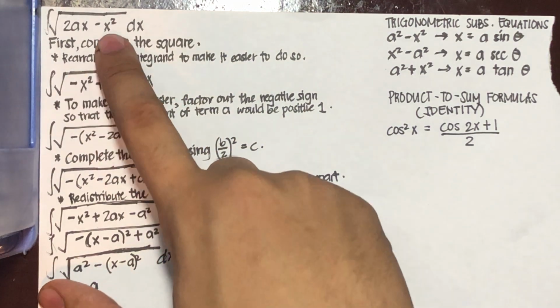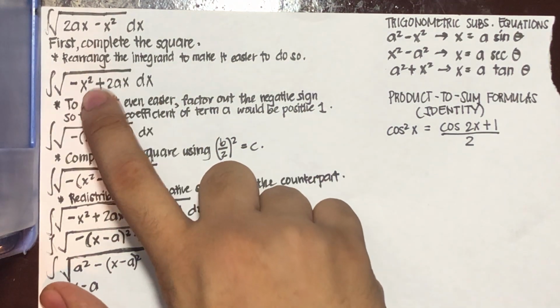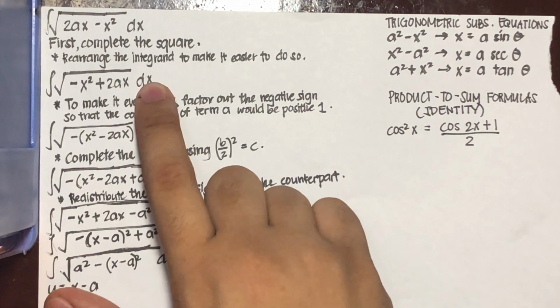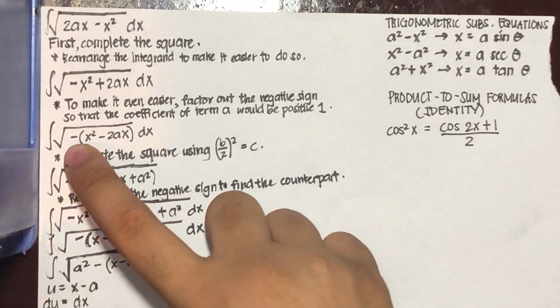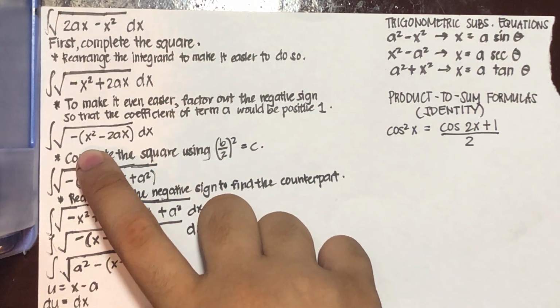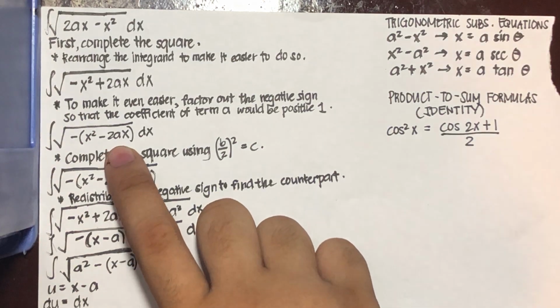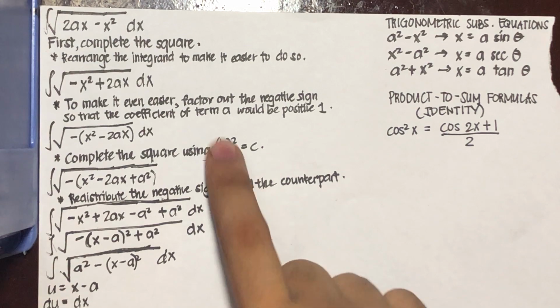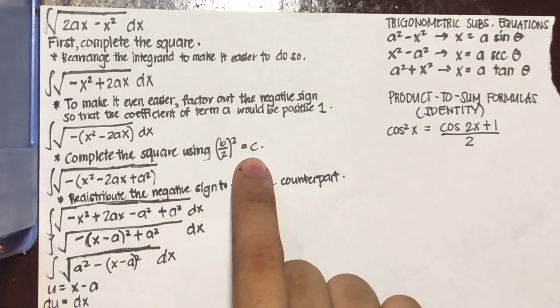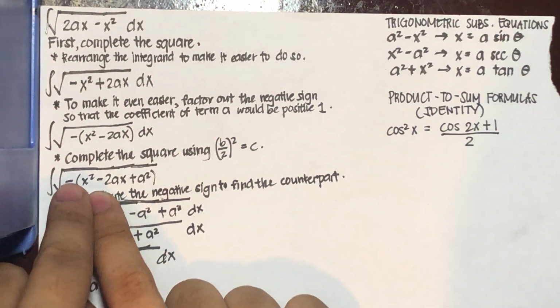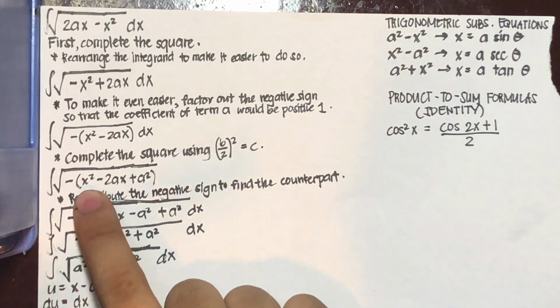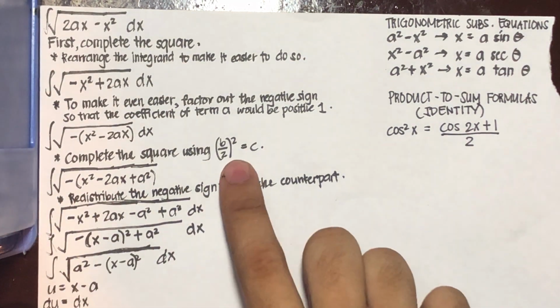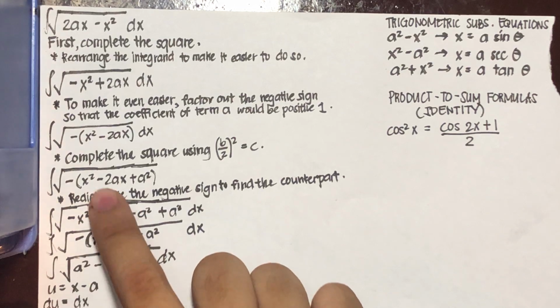So what I did is, first I completed the square. I rearranged the integrand. The negative x squared would go first, plus 2ax dx. To make it even easier, I factored out the negative sign, and it would give me x squared minus 2ax inside. I completed the square using this simple equation, (b over 2) squared is equal to c. This would only be applicable if the term has a positive 1 coefficient. So in this case, negative 2a over 2 would give us negative a.